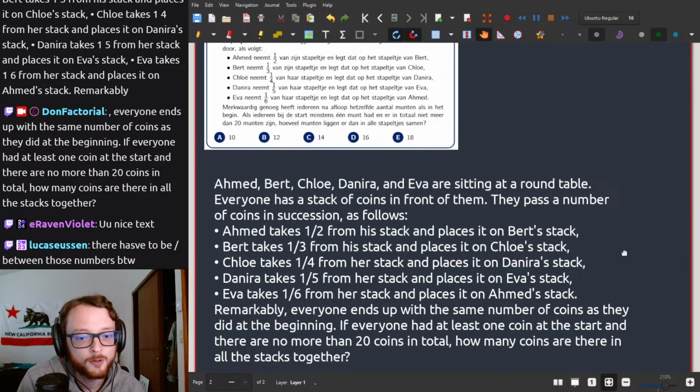Chloe takes a quarter, places it on Danira, a fifth, a sixth. Remarkably, everyone ends up with the same number of coins as they did at the beginning. Everyone had at least one coin at the start. There are no more than 20 coins in total. How many coins are there in all the stacks together?